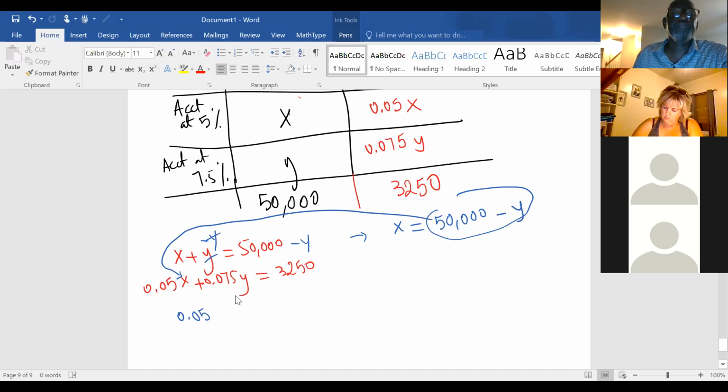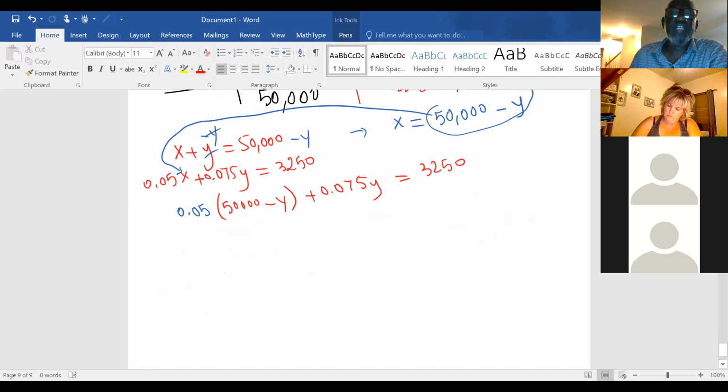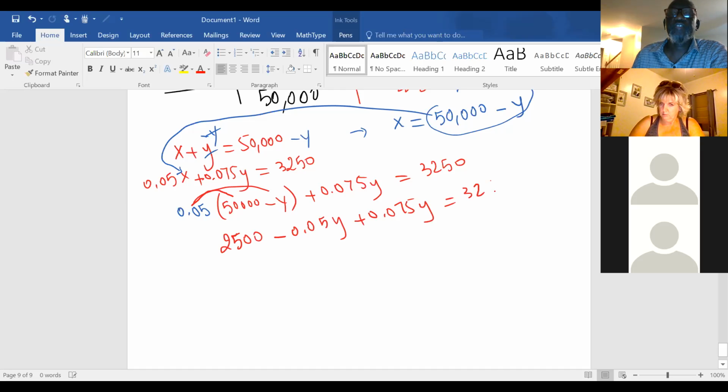0.05X, which is 50,000 minus Y, plus 0.075Y equal to 3250, right? And then I do my math. 50,000 times 0.05 is how much? 2500, right? When you distribute, we say 2500 minus 0.05Y plus 0.075Y is equal to 3250, right?